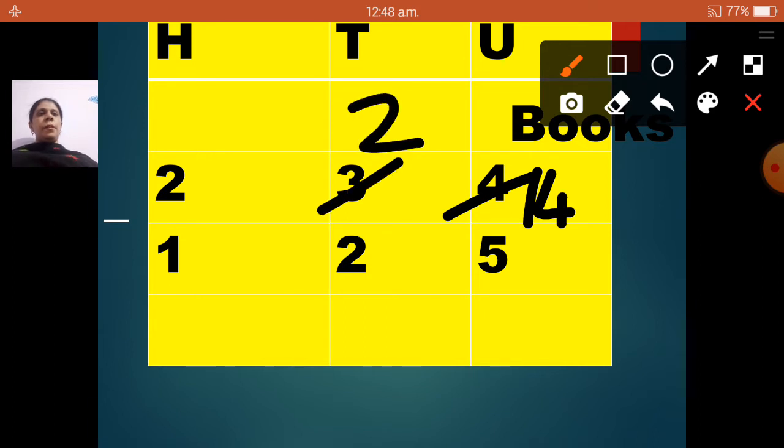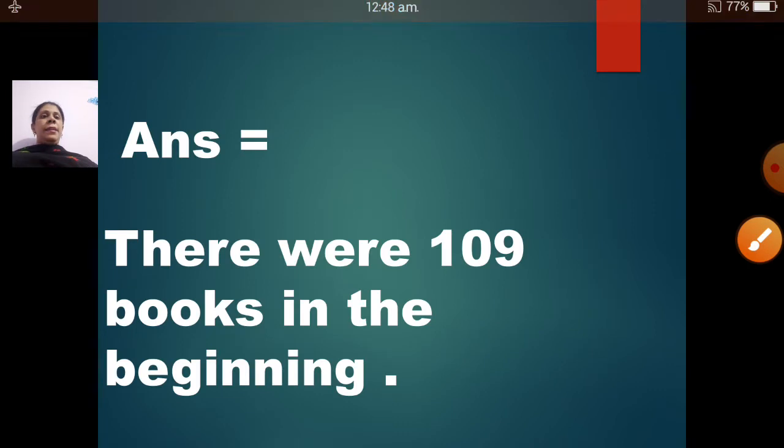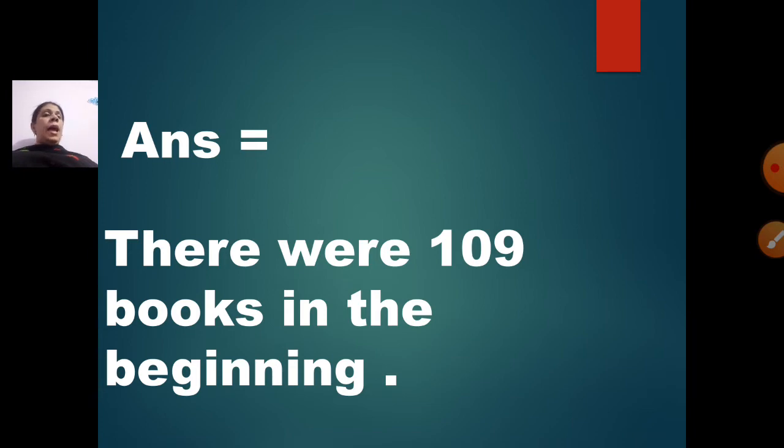Okay. So 14 minus 5 will become 9. 2 minus 2 will be 0 and 2 minus 1 will be 1. So when I subtract 234 minus 125, I get my answer 109. Okay, so answer, what are we going to write? There were 109 books in the beginning.